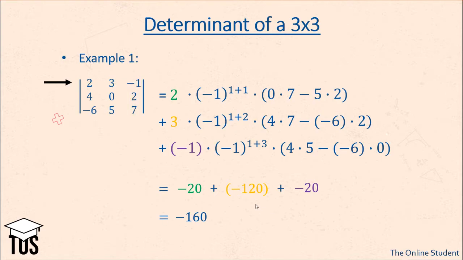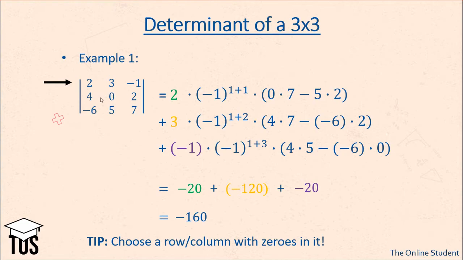Now there is something you should know. You should always choose a row or column with the most zeros in it. Let's say we took this second row. Then our second element would be 0. So this orange number would be 0, and then this whole line is 0. So this makes it really easy.